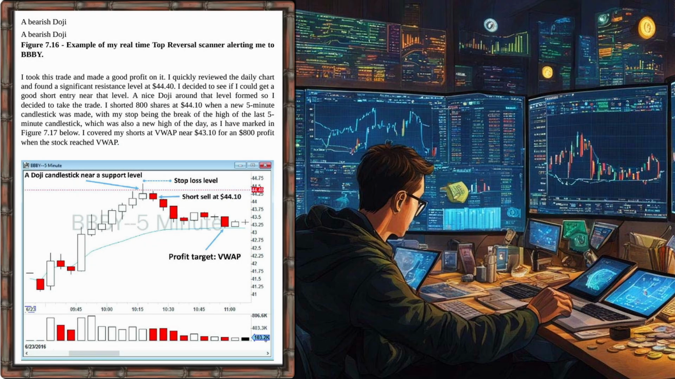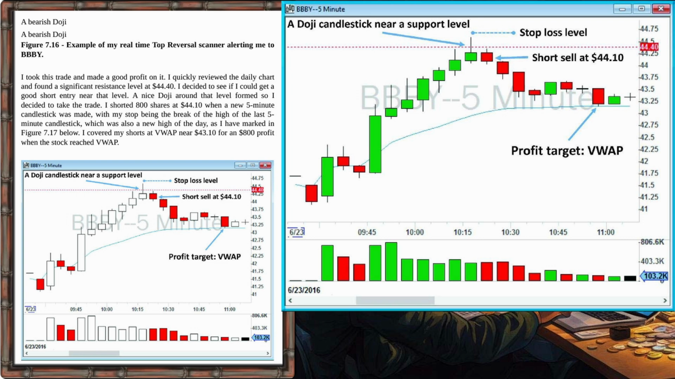I quickly reviewed the daily chart and found a significant resistance level at $44.40. I decided to see if I could get a good short entry near that level. A nice doji around that level formed, so I decided to take the trade. I shorted 800 shares at $44.10 when a new 5-minute candlestick was made, with my stop being the break of the high of the last 5-minute candlestick, which was also a new high of the day, as I have marked in figure 7.17 below. I covered my shorts at VWAP near $43.10 for an $800 profit when the stock reached VWAP.